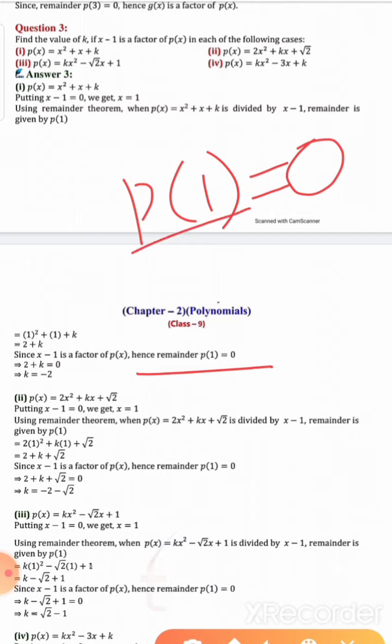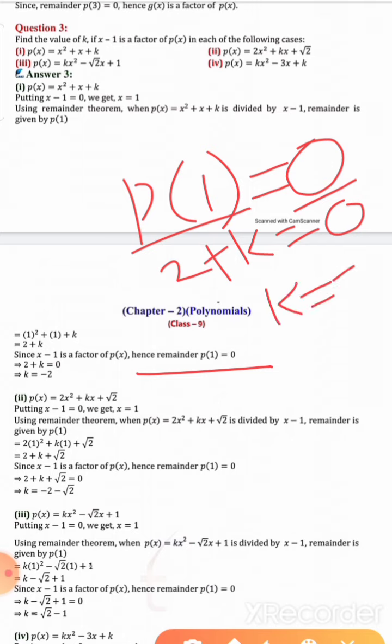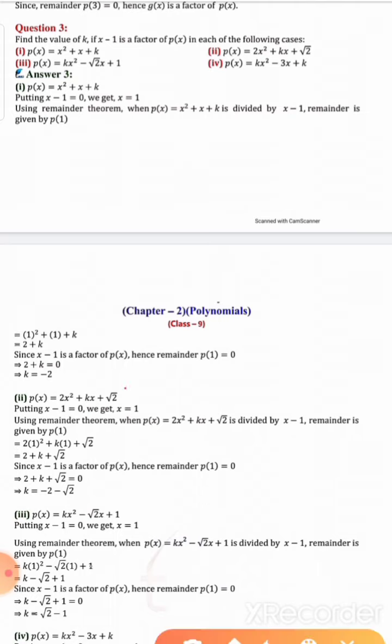We write, hence the remainder p(1) = 0. Our p(1) value is 2 + k. So 2 + k = 0. Simplifying, here 2 is positive, that's why it becomes negative on the other side. For x − 1 being a factor of our polynomial, we get the value of k as −2.